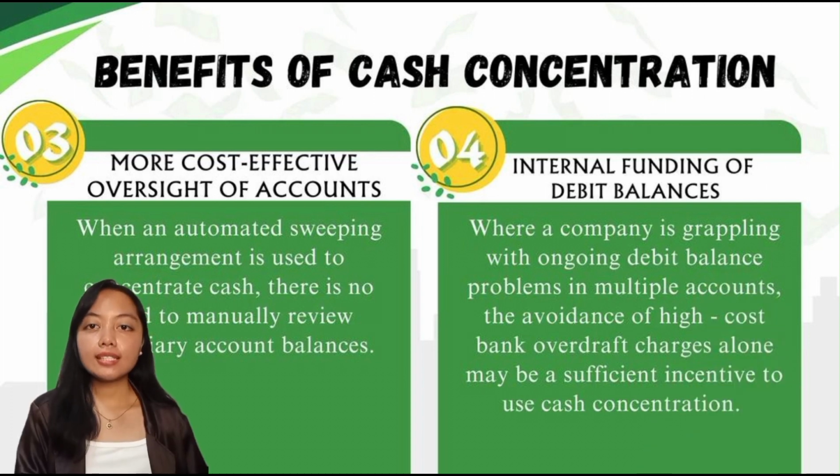Fourth benefit is the internal funding of debit balances. Bank accounts are usually covered by bank overdrafts. When we say bank overdrafts, it is the loan provided by a bank that allows clients or businesses to pay for expenses in the event of sudden charge or insufficient account balance. Going back, using cash concentration, high-cost bank overdraft charges can be avoided.